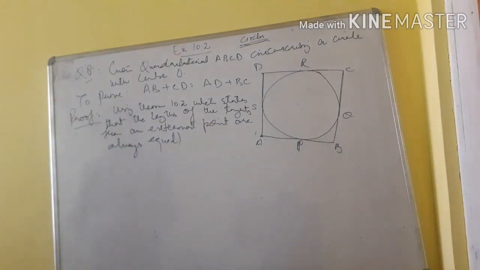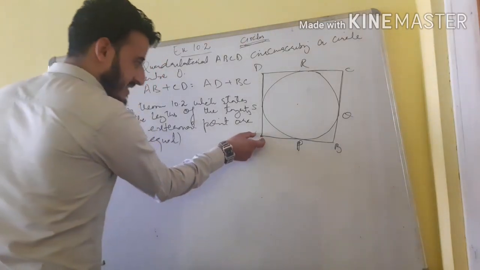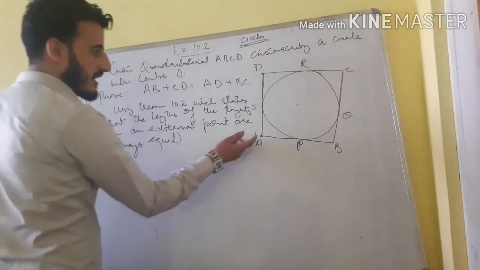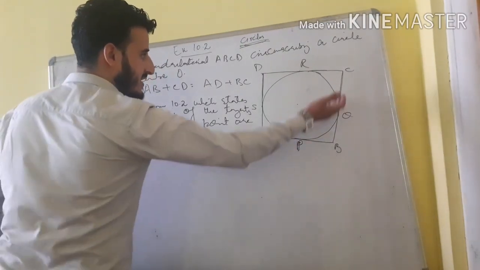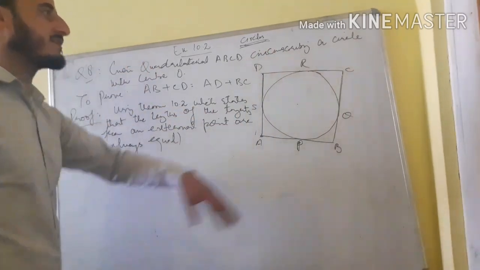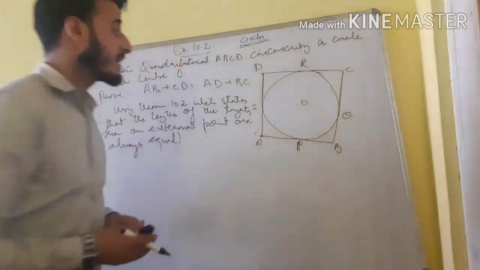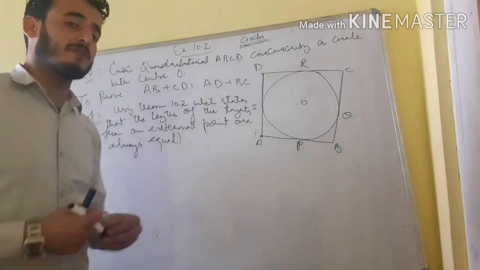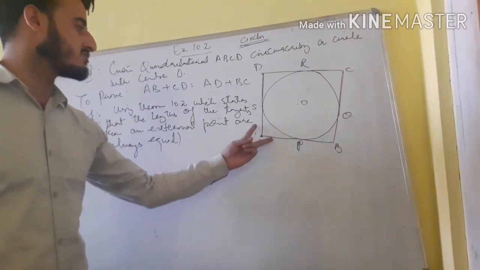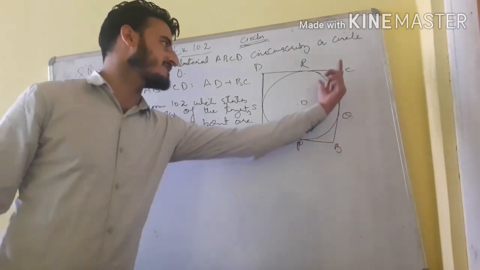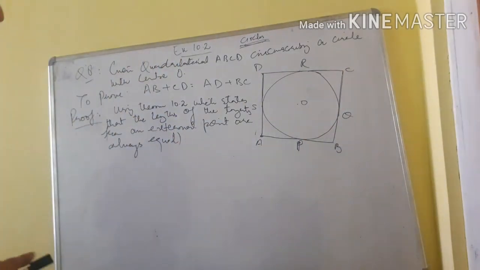So if you see clearly, these are actually the external points. A is the external point here, B is the external point, C is the external point, D is the external point for the circle with center O. It means that two tangents can be drawn from an external point. You all know that these are the two respective tangents. These are the two tangents, and these are the two tangents as well.